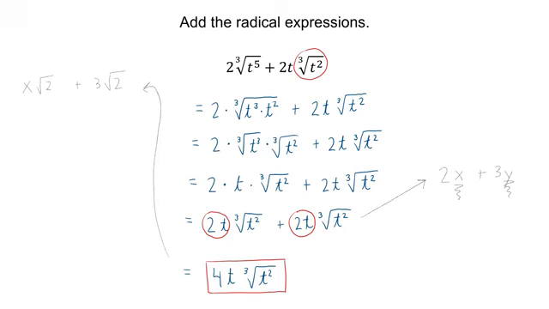So just to reiterate my point further, if we have an expression like x square roots of 2 plus 3 square roots of 2, we notice that we do have like radicals because we're adding a square root of 2 to a square root of 2.